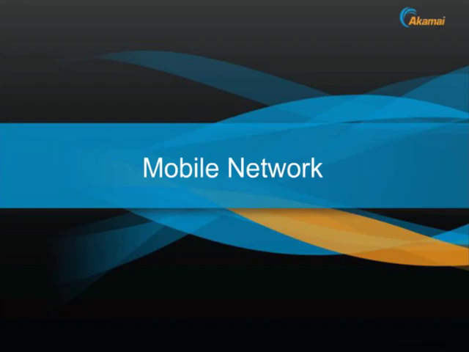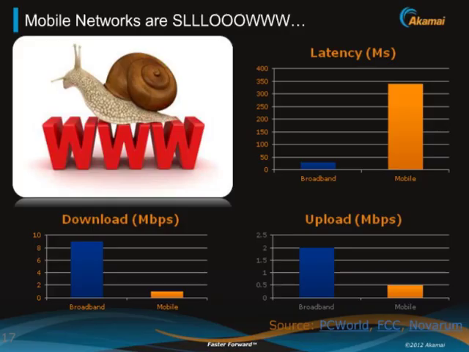Okay, on to mobile network. So the primary characteristic of mobile networks is that they are slow. They have lower download rates than your average broadband or DSL. They have slower upload rates, and those differences are quite substantial.